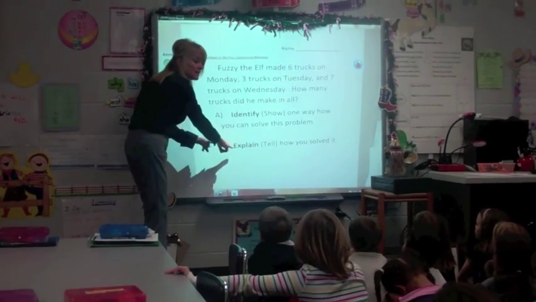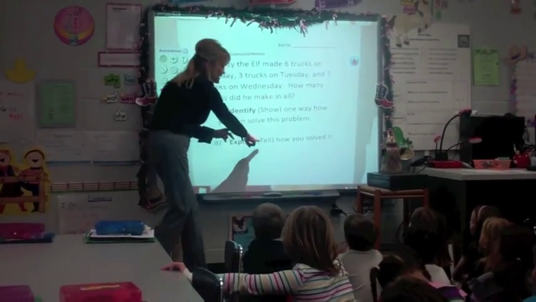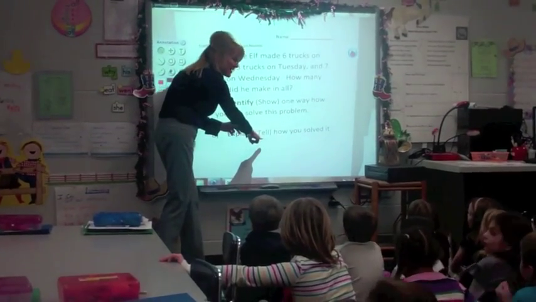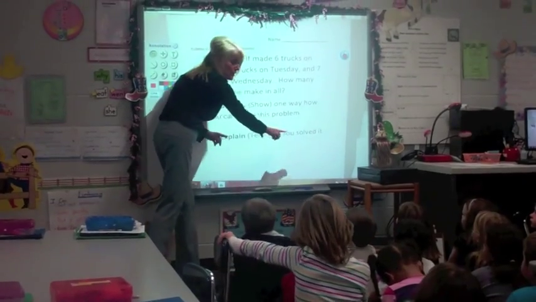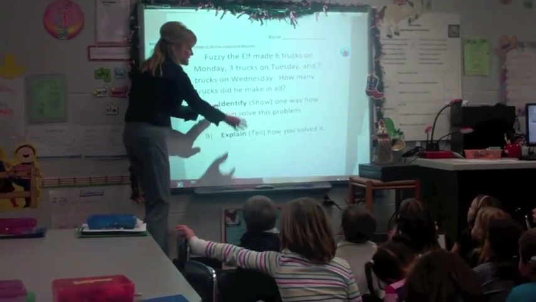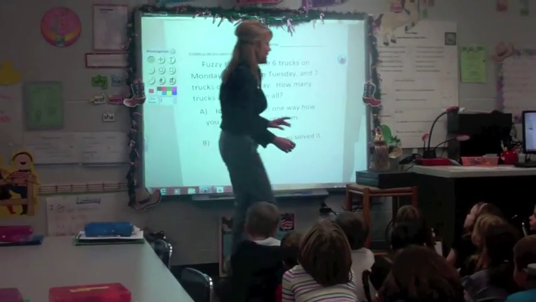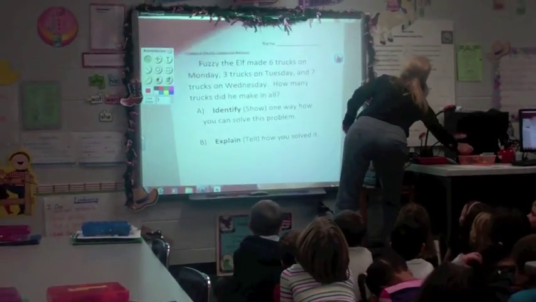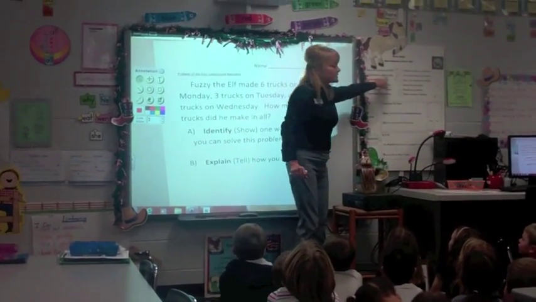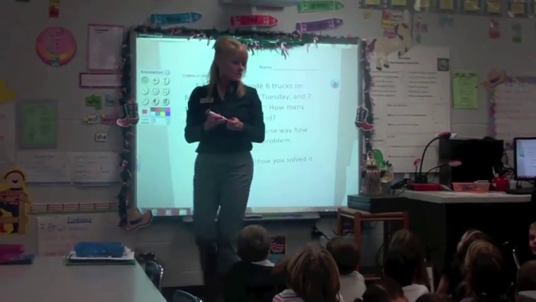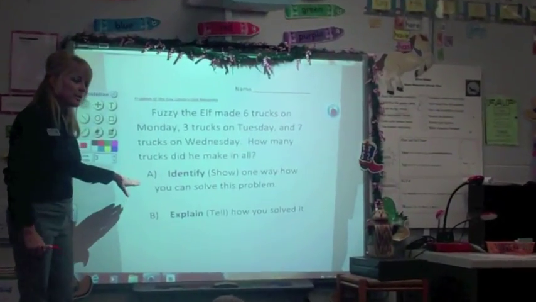B, another bolded word, a big vocabulary word, explain. That means tell. Explain or tell how you solved it. This needs to match this. Okay? So we read all our parts. So we're going to check that off. Now it says to underline the power verbs. Okay? So we're going to go back through and look at part A.